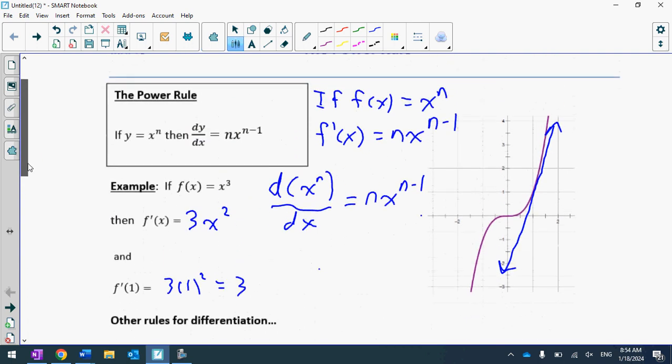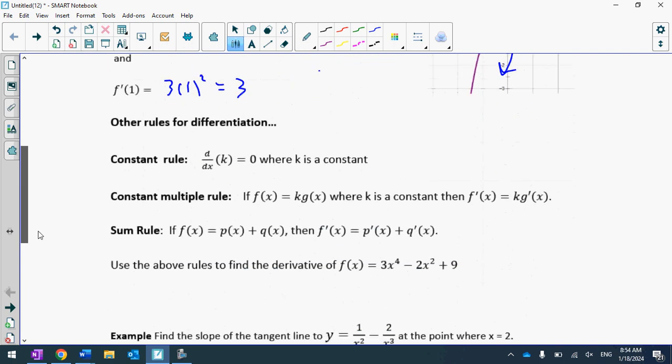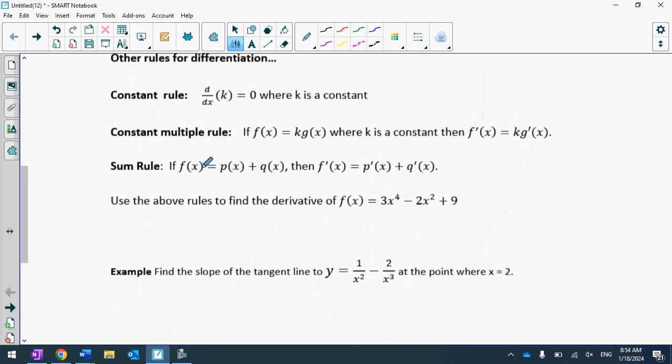So there are some other simple rules for differentiation: the constant rule, the constant multiple rule, and the sum rule. If k is a constant, like a number, like say 3 or 4 or 5, then its derivative is equal to 0. And that should make a lot of sense. Imagine you had y equals 5. This rule says dy by dx is equal to 0. And that should make sense if you consider the graph of y equals 5. That's a horizontal line, so its rate of change is always 0.